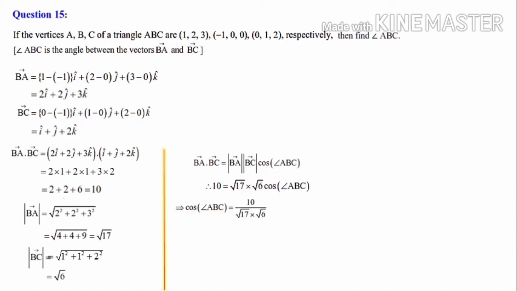From here cos of angle ABC we can calculate: on the left side there is 10, divided by these two quantities, root 17 into root 6. That is, angle ABC is equal to cos inverse of 10 divided by root 17 into root 6, which is root of 102. So the angle we have got here is cos inverse of 10 divided by root of 102.